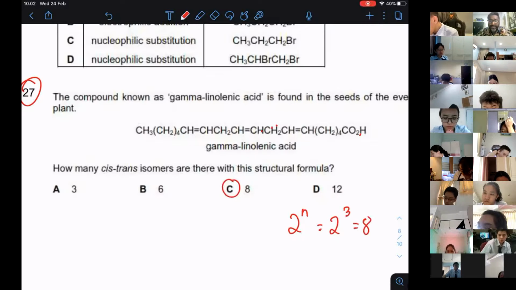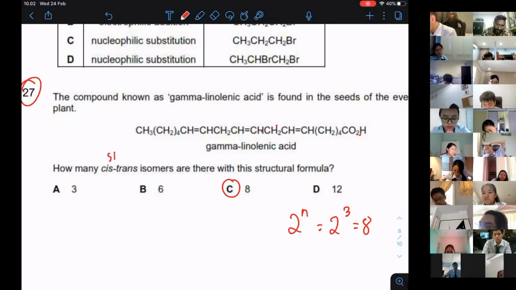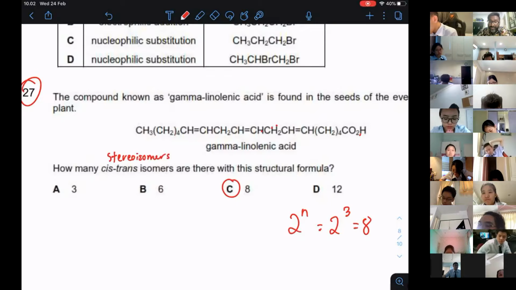That's cis and trans. Is the formula only for cis and trans, sir? Yeah, because I'm not including optical. If they change the question to how many stereoisomers you have, then you look for the chiral center. I don't think there is any chiral center here. So even though they say how many stereoisomers, it's still 8.